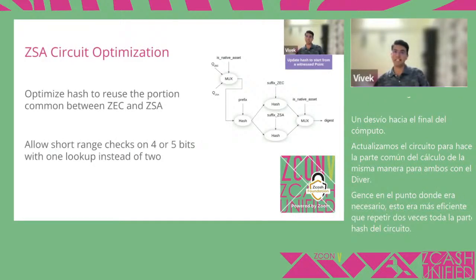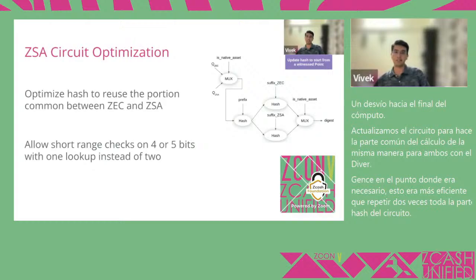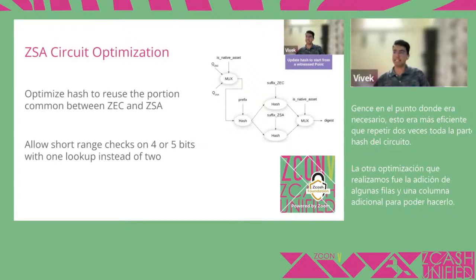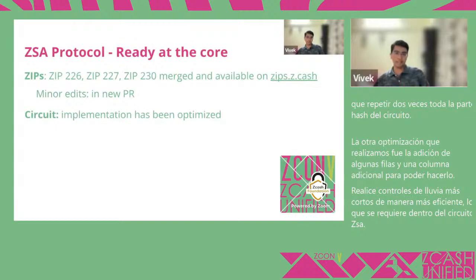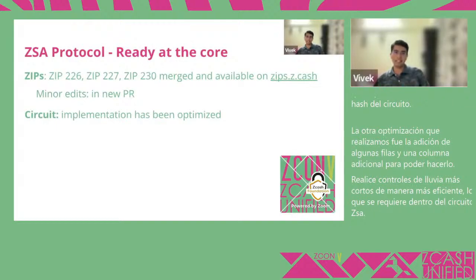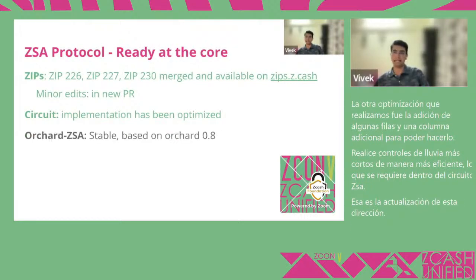The other optimization we performed was the addition of some rows and an additional column in order to be able to perform shorter range checks more efficiently, which is required within the ZSA circuit. So that's the update on the ZSA circuit. The Orchard ZSA protocol, however, extends beyond the circuit too, so we'll now take a look at that.